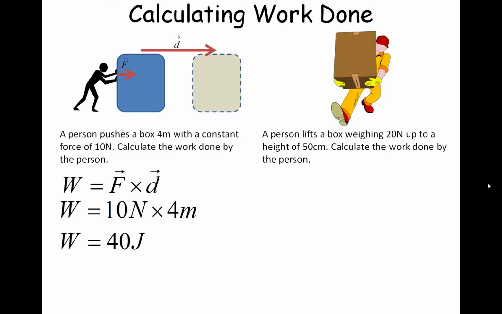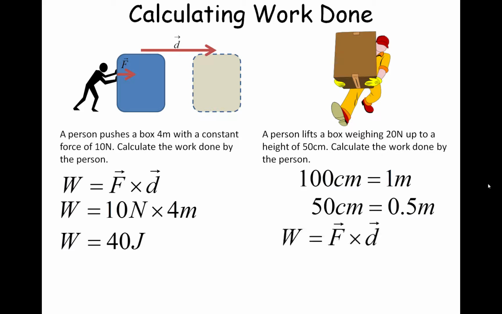Next, a person lifts a box weighing 20 newtons up to a height of 50 centimeters. Calculate the work done by this person. Now remembering that distance must always be measured in meters, we have the height in centimeters. So we need to do something here. We need to convert from centimeters to meters. So we know that 100 centimeters is 1 meter. So therefore 50 centimeters must be half a meter, 0.5 meters.